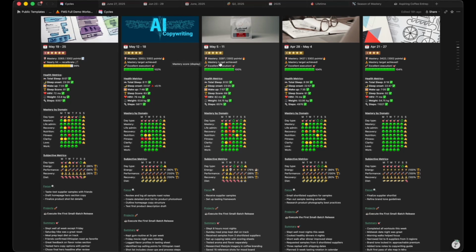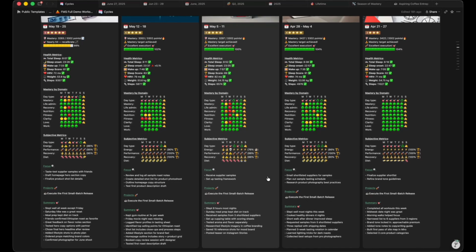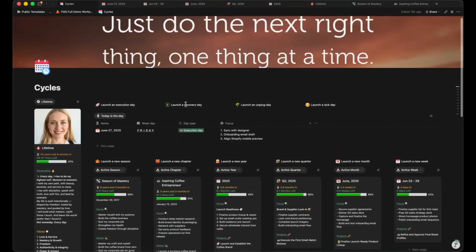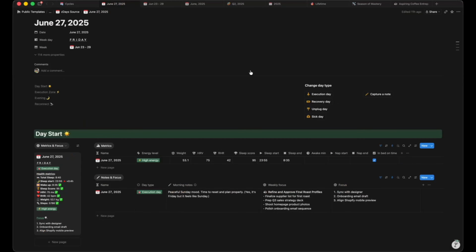And then finally, the 5th thing is we have a core review structure that's repeated throughout the cycles that results in a summary of the week and then a summary of the month and so on. So let's dig into the lowest time cycle, aka days, and let's see how everything aggregates from there. Let me open up the current day and we can dig into that.